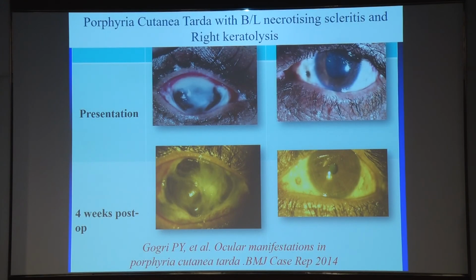Sometimes a very rare condition, like we had one patient with porphyria cutanea tarda, where there was necrotizing scleritis and keratolysis also happening. So in these patients, you can't immediately do keratoplasty. So you just have to give some tectonic support. So multi-layered amniotic membrane, if you can put in the immediate phase. Later on, you can do therapeutic graft. So this patient also was helped.